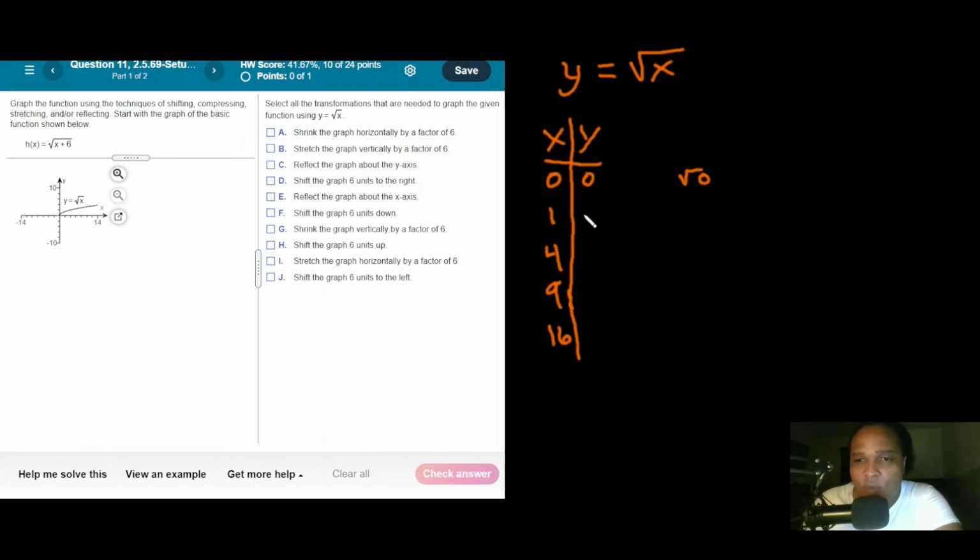Then we have the square root of 1 is 1. The square root of 4 is 2. So remember, we're plugging in here. This is what we're doing. We're just plugging in your x's and trying to get a y out. Square root of 9 is 3. The square root of 16 is 4.